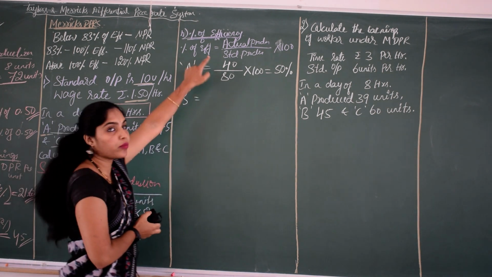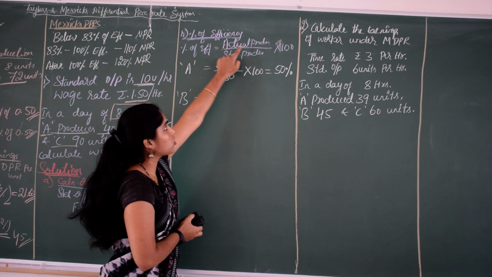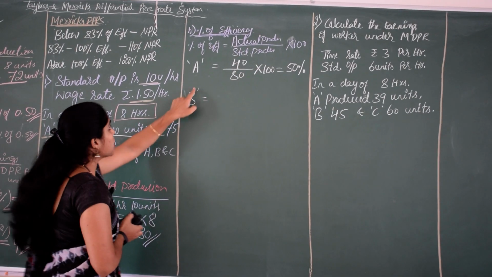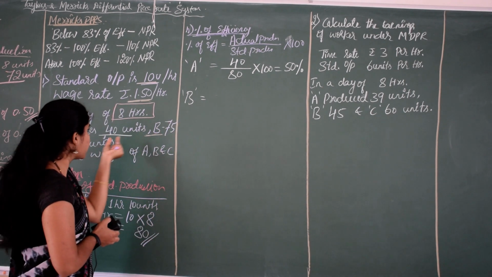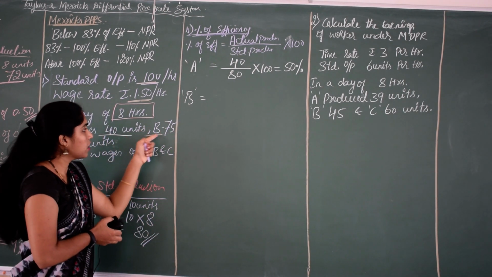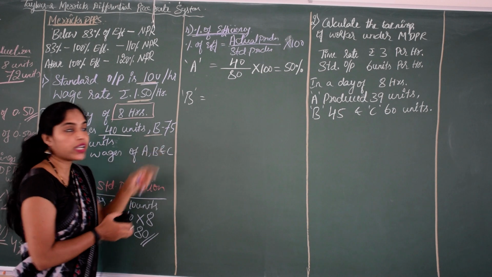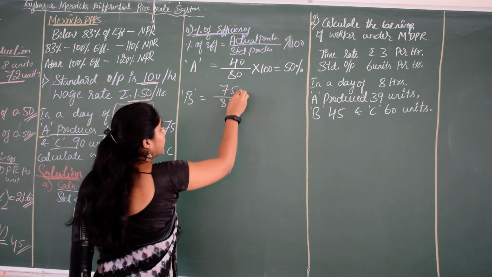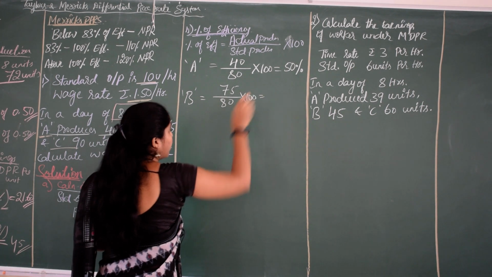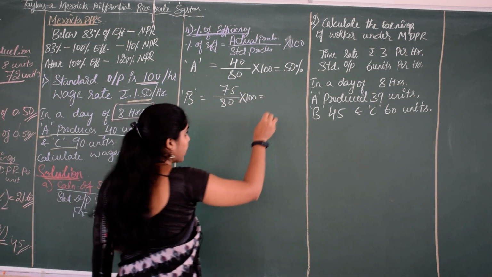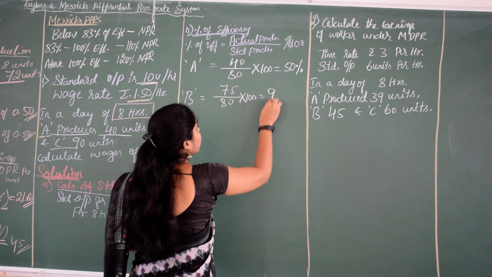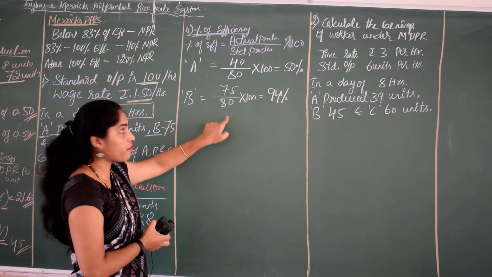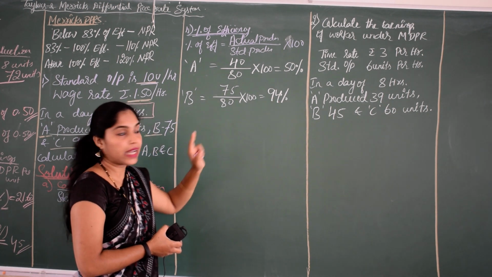The formula is the same for both employees: actual production divided by standard production into 100. What is the actual production of Mr. B? B's actual production is 75 units. So 75 divided by 80 into 100, we get 94%. So B's percentage of efficiency is 94%.